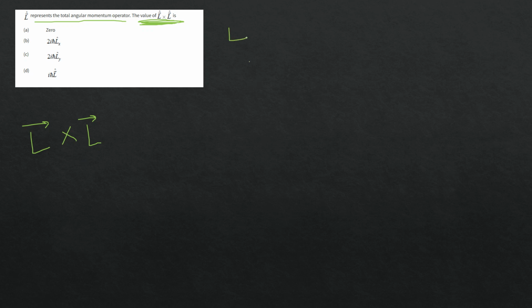First of all, L vector we can write as Lx i cap plus Ly j cap plus Lz k cap. Okay, so we will just multiply it with itself. So let me write it.